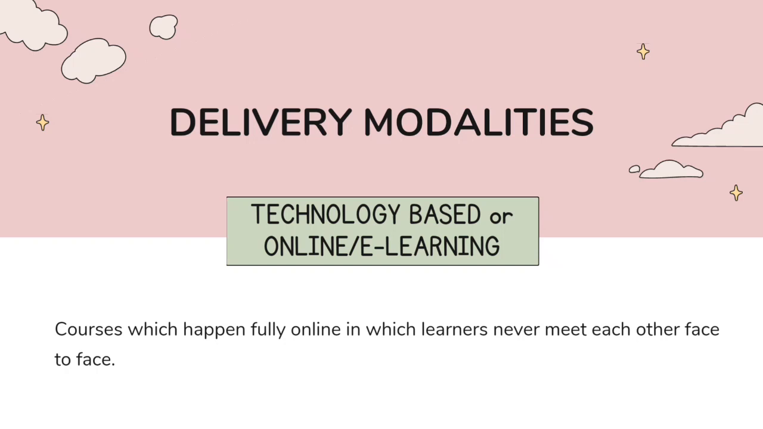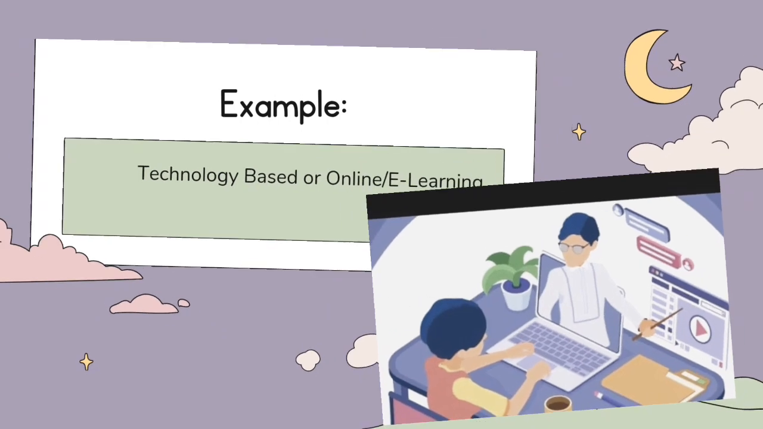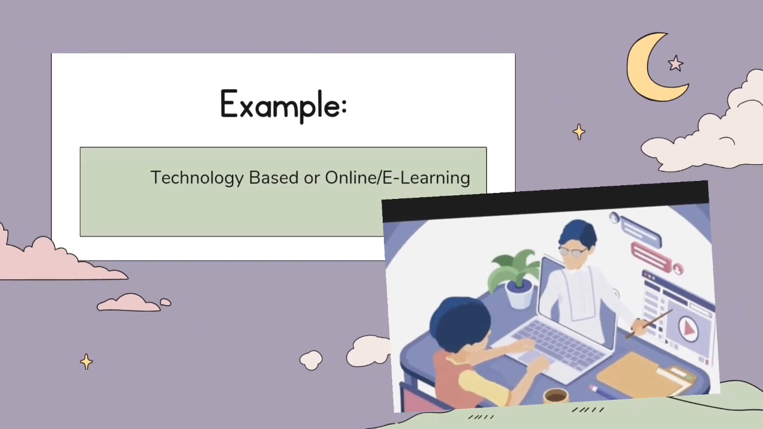Next is the technology-based or online or e-learning, courses which happen fully online, in which learners never meet each other face-to-face. As you can see in the picture, it allows for maximum flexibility in learning in different locations, but it also presents some challenges with regards to building a learning community.